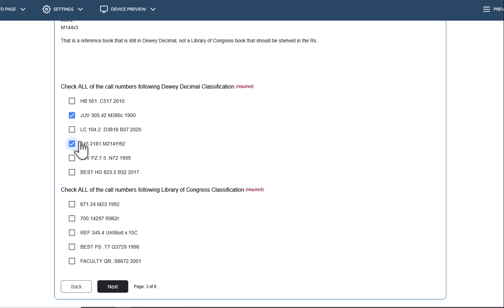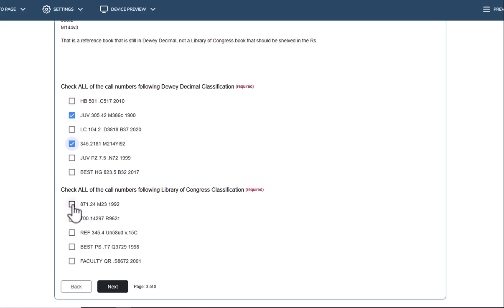This is just a regular Dewey Decimal. Both of those should be pulled, put aside, and sent down to get fixed so that they can go onto our stacks as Library of Congress books. Now we're looking for the Library of Congress books.